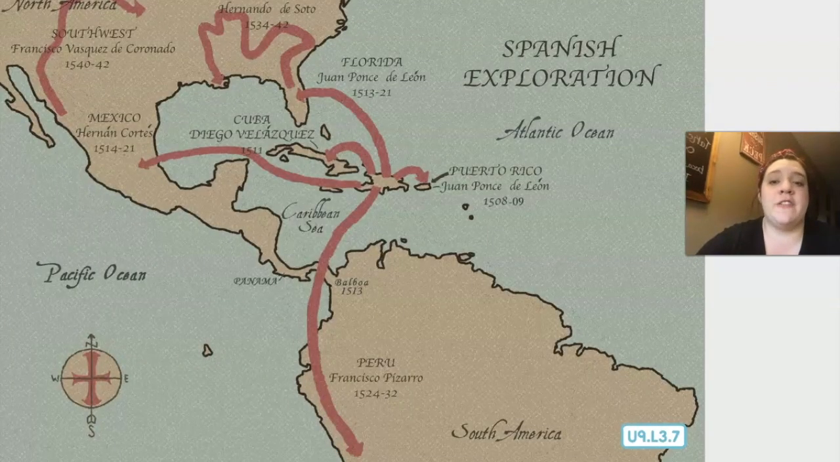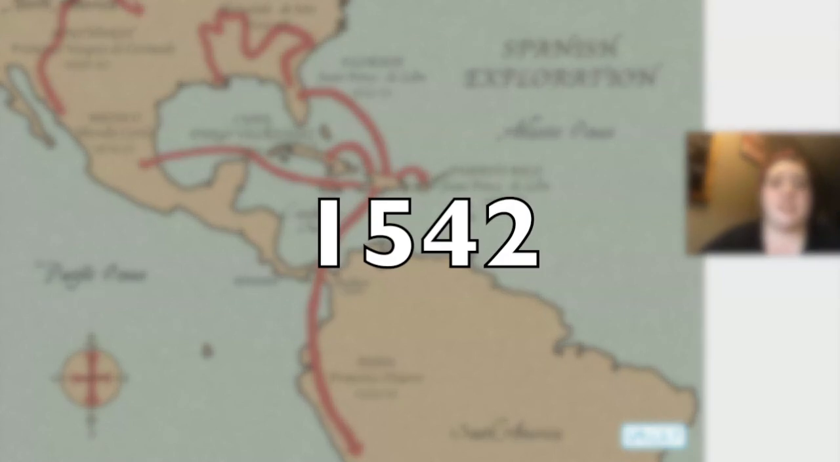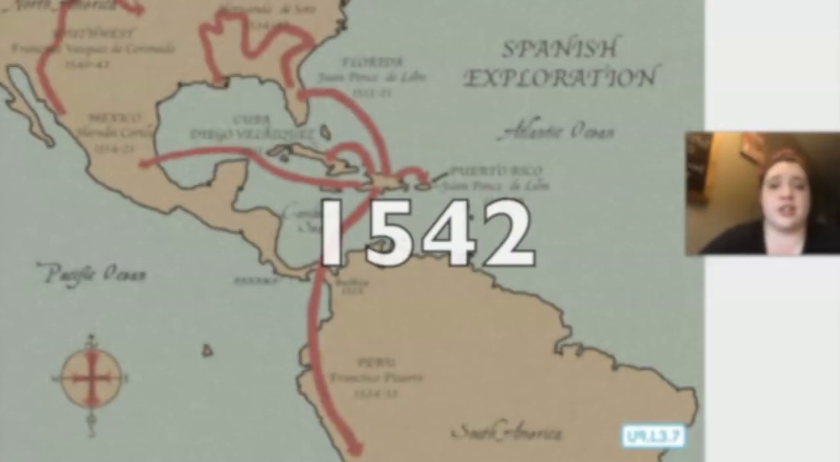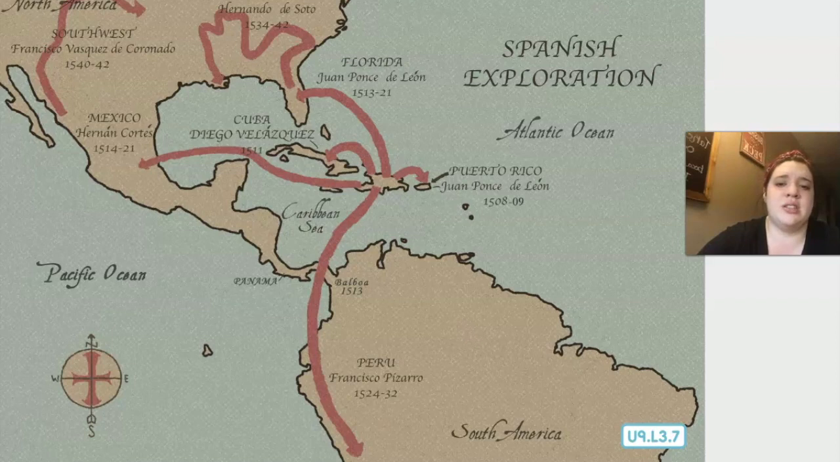By the year 1542, 50 years after the first voyage of Christopher Columbus, many Spanish conquistadors had explored and conquered most of South America, all of Central America, and a significant part of North America. So down here we have South, Central, North.